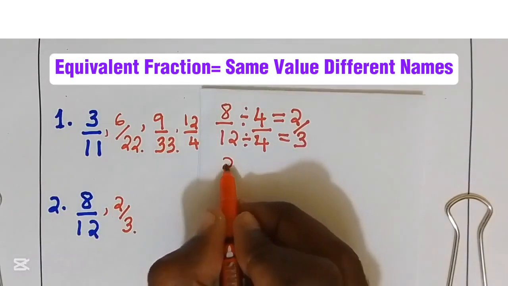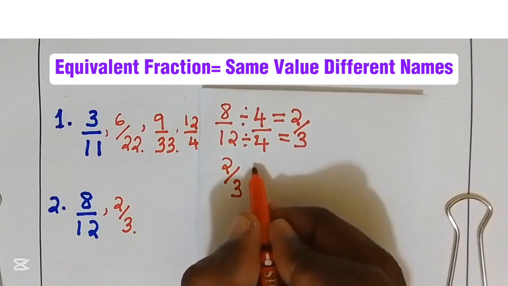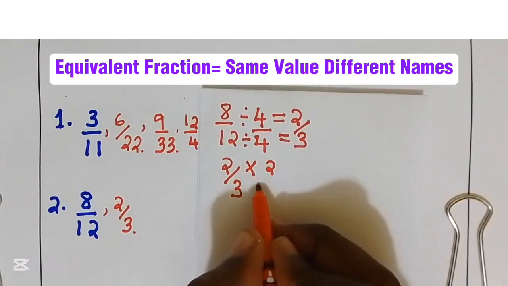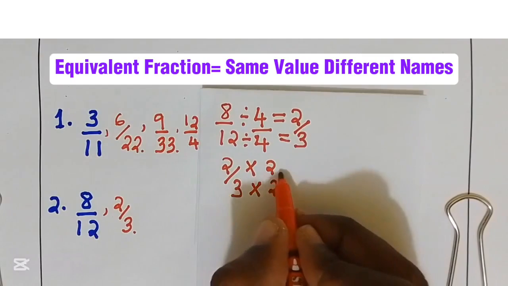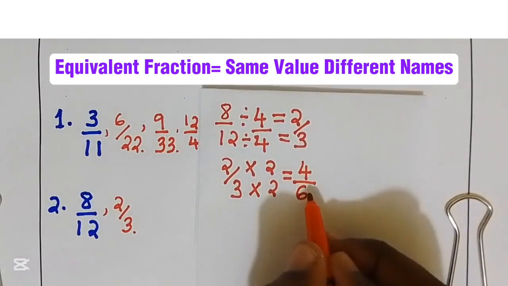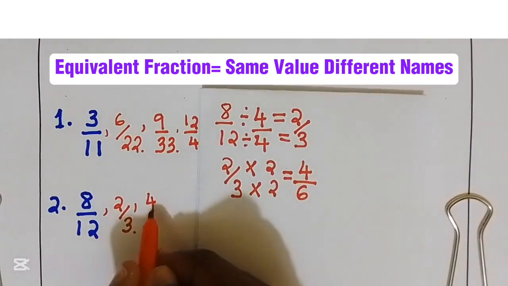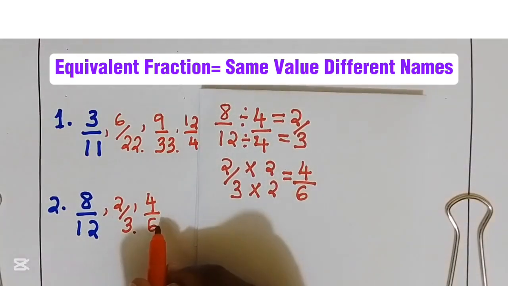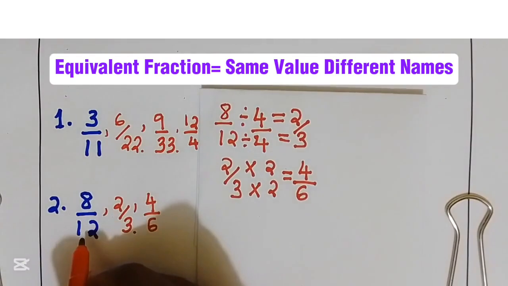We can get other equivalent fractions by multiplication. Let's take 2/3, multiply by 2, and down here multiply by 2. We are going to get 4/6. 4/6 also is an equivalent fraction of 8/12.